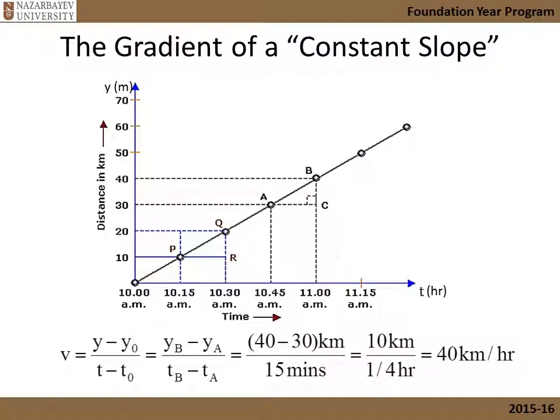If our function is represented by a straight line, like here where we have a distance versus time, we can see that our slope is constant. It means that our velocity is also constant, and here it is calculated and equals 40 kilometers per hour.